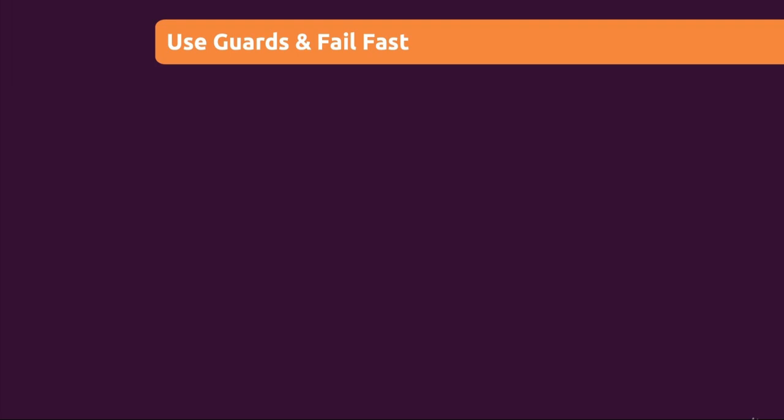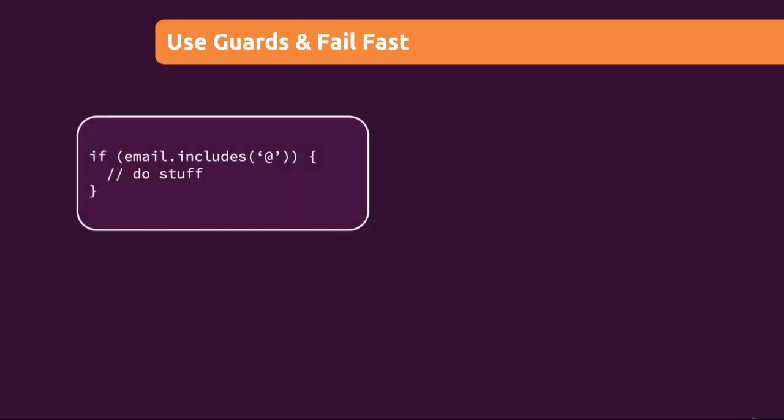Now, what does this mean? Take a look at this simple snippet. We have an if check here, where we check whether an email includes an @ sign, and if that's the case, we do a bunch of work inside of that if statement.